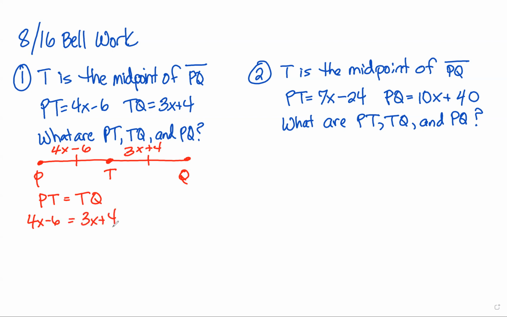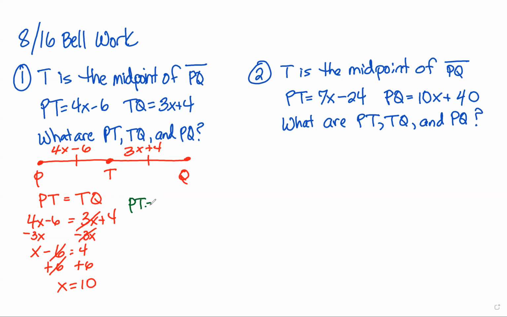We want the variable to be on one side of the equal sign, so I'm going to get rid of the 3x. 4x minus 3x is just x. Bring down the minus 6 and the equals 4. Then we're going to get rid of the minus 6 by adding 6 to both sides. 4 plus 6 is 10. So now that we have x equals 10, we can find the lengths of each piece in this problem.